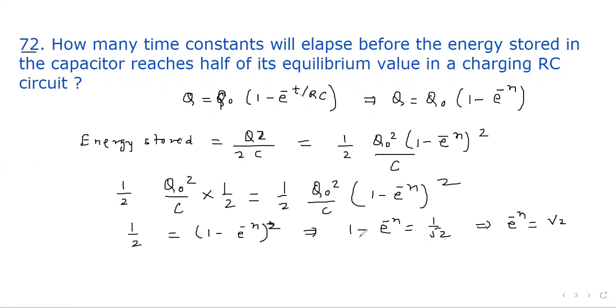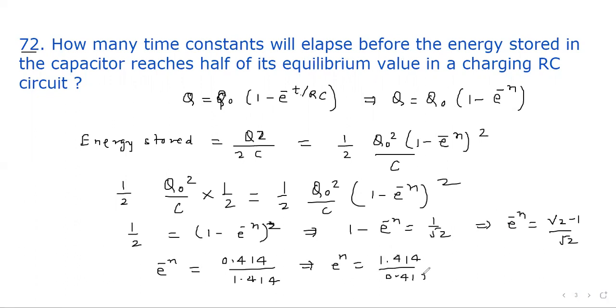So root 2 minus 1 upon root 2 equals e power minus n, that is 0.414 divided by 1.414, or e power n equal to 1.414 divided by 0.414, which is equal to 3.414. Now we take log. So n equal to log base e of 3.414, and this will be equal to around 1.23.